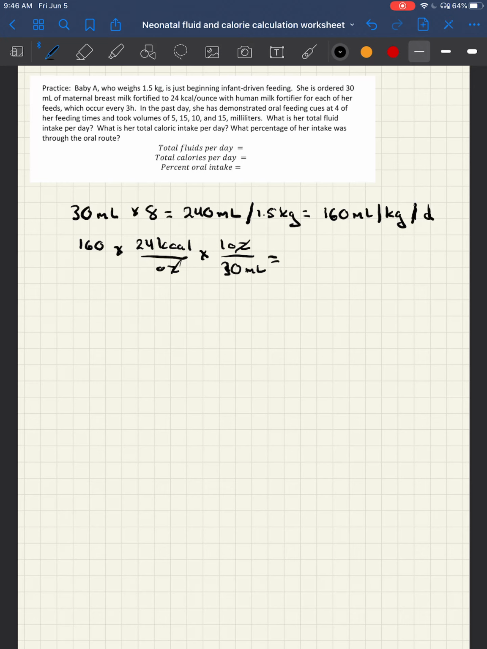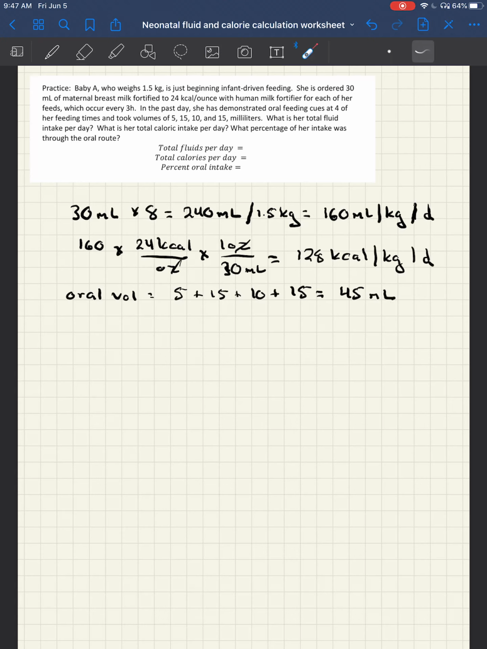And this gives us 128 kcals per kilogram per day. Now to calculate the oral percent intake. Oral volumes: 5, 15, 10, and 15. Adding those together, we get 45 milliliters.